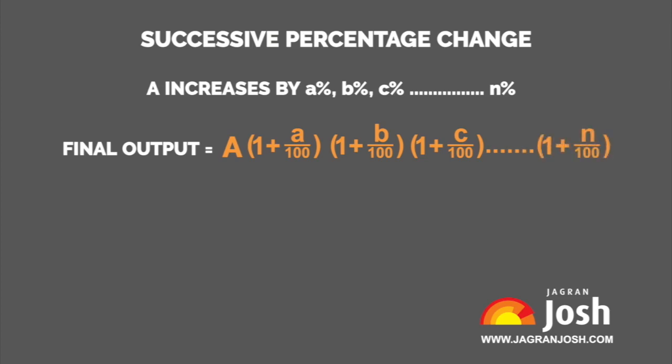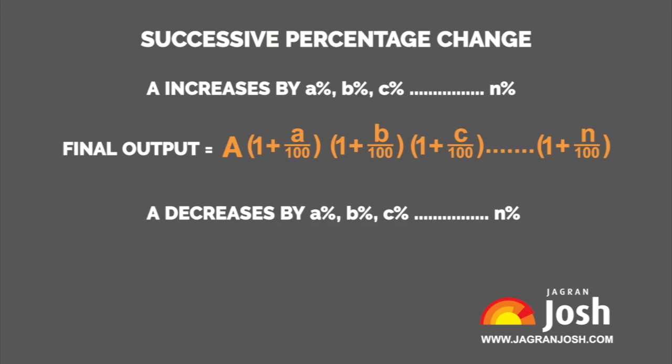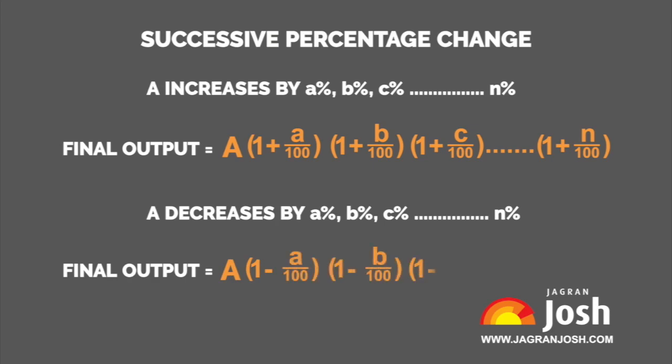n divided by 100). If a value A decreases by a%, b%, c%, and so on up to n%, the total decline in percentage is given by the formula: final output is equal to A times (1 minus a divided by 100), (1 minus b divided by 100), (1 minus c divided by 100), up till (1 minus n divided by 100).